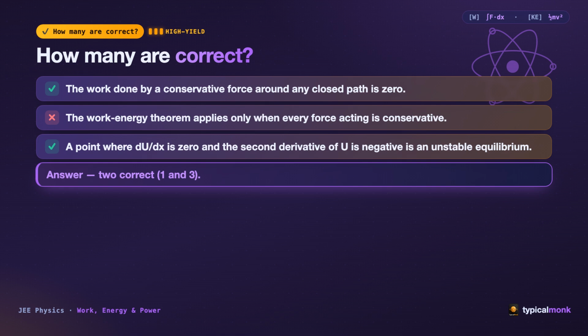Two statements, the first and the third. A conservative force truly does 0 net work around a closed loop, and a negative second derivative truly does mark an unstable equilibrium, the top of a potential hill. But the second one, false. The work energy theorem does not care whether the forces are conservative, it always holds. Two correct, and the middle one is the trap.